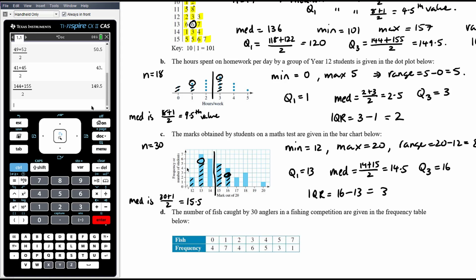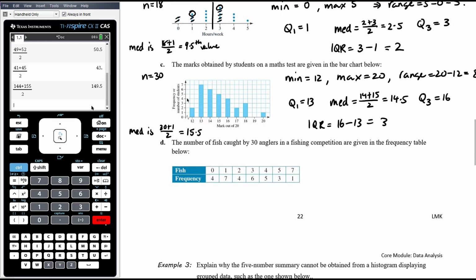Alright, so again, you should be able to check that you're going to have 7 bits of data before Q1, 7 bits of data between Q1 and the median, 7 bits of data between the median and Q3, 7 bits of data at the end. Okay, so you don't need to write out the list to do it, you should be able to do it from the plot.